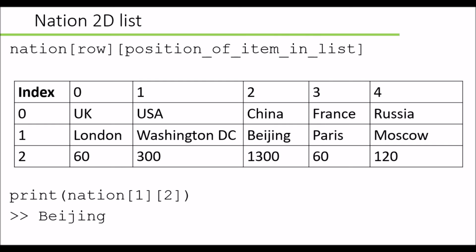It's quite easy to get those the wrong way around. For example, you could easily mistake that and take it to be 300, for example, if you got those the wrong way around. So you need to be really careful to understand that the first value represents the row and the second value represents the position of the item in the list.